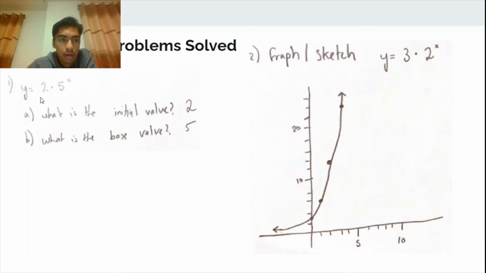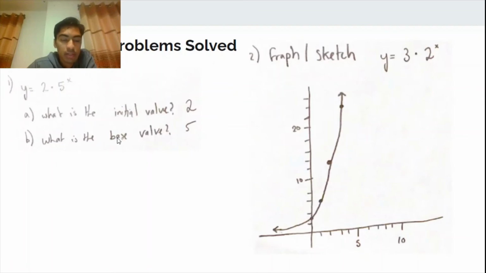So when we look at our exponential function, we know our initial value is the value without the exponent on it. And so in this case, the initial value is this one right here, and that's equal to 2. So our initial value is 2.